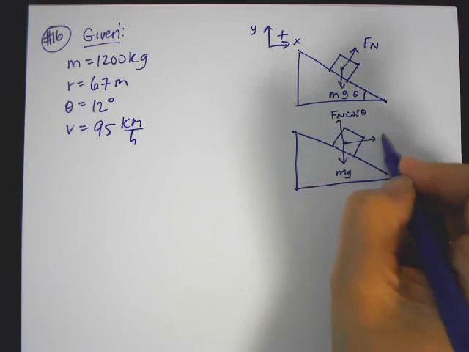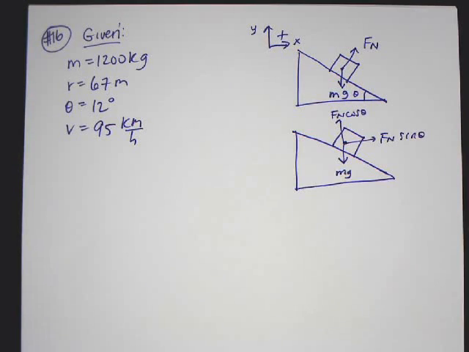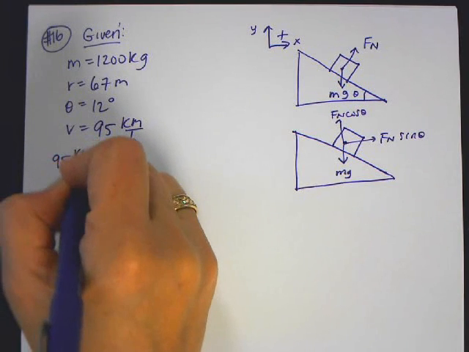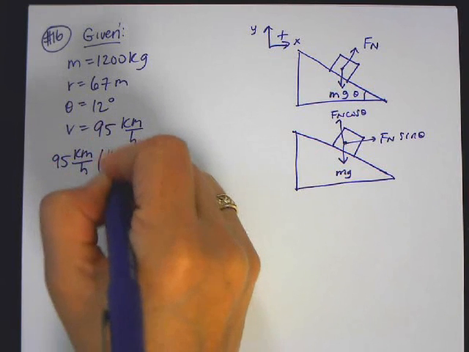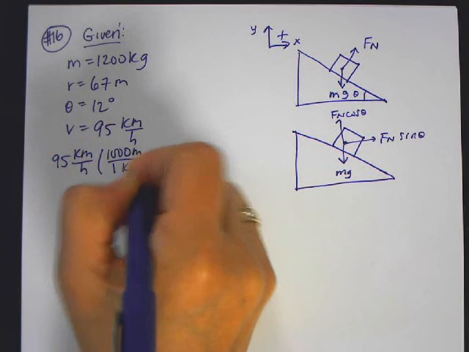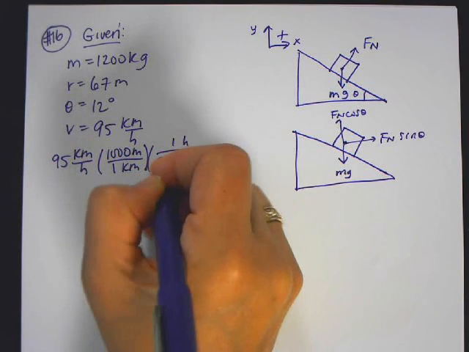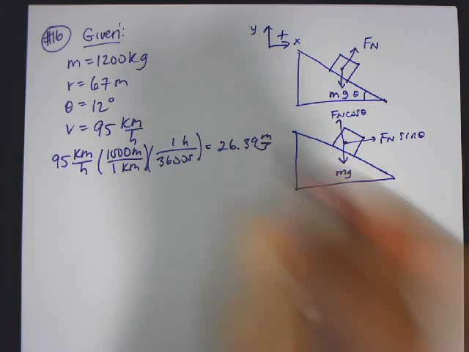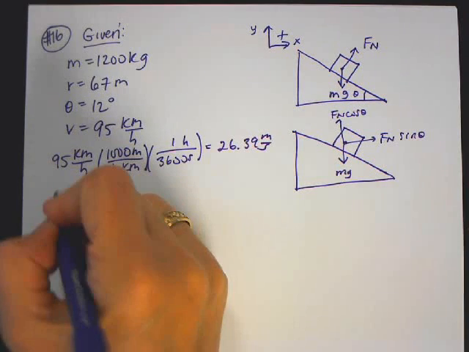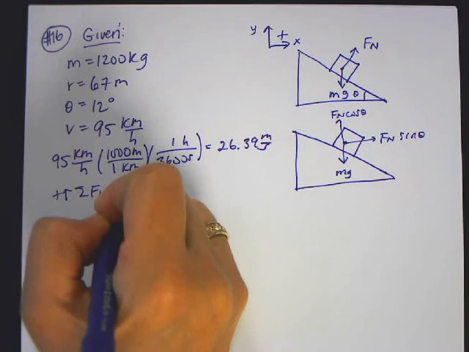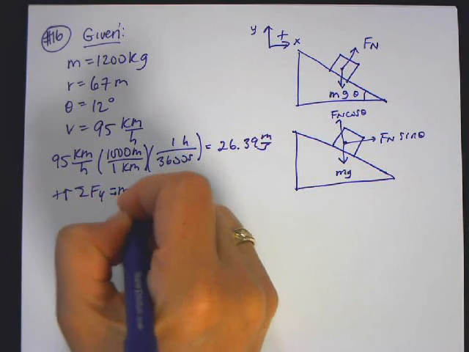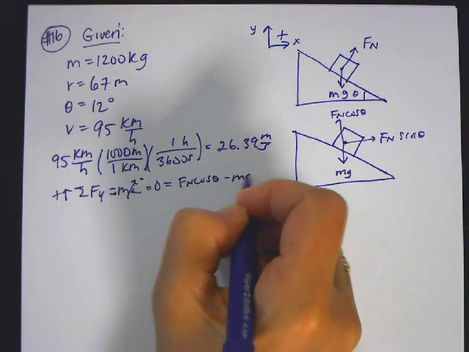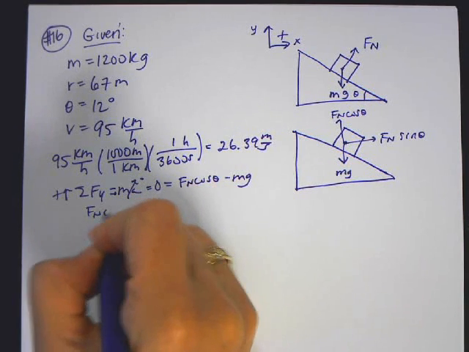Okay, so I would convert my kilometers per hour to meters per second. And 1 hour is 3,600 seconds, and that's equal to 26.39. I'll sum forces vertically because I know that's zero. Summation of F of Y is equal to MA, which is zero, which would be Fn cosine theta minus Mg. So Fn cosine theta is equal to Mg. So F of N is equal to Mg over cosine theta.